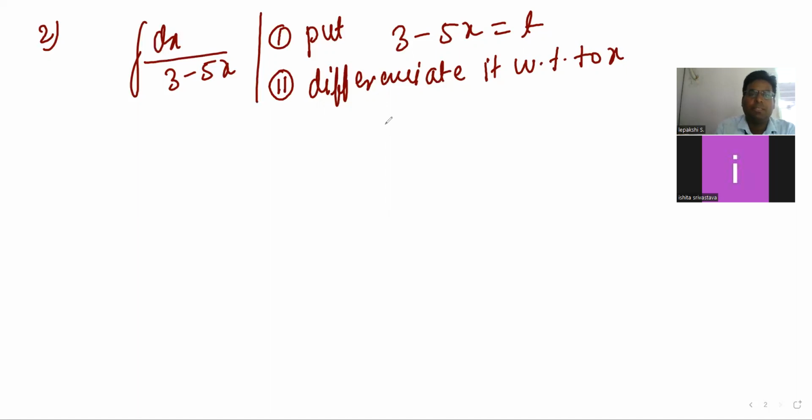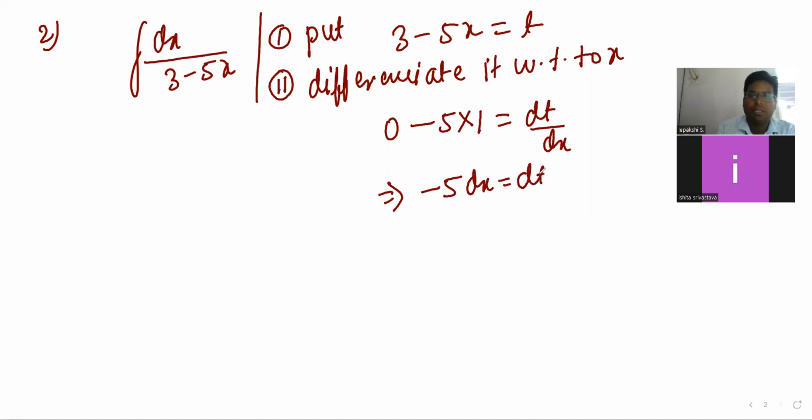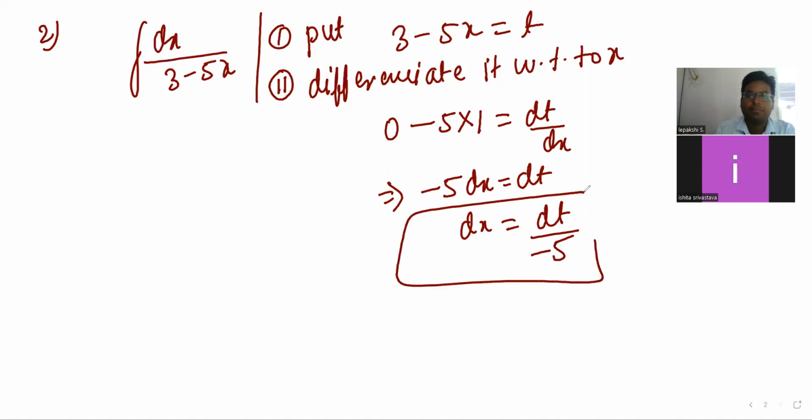So constant differentiation is 0, minus 5. X differentiation is 1. And t differentiation is dt upon dx. So it is minus 5 dx is equal to dt. So we have to get the dx. So dx is equal to dt upon minus 5. So these two values, 1 and 2, have to be put in the given equation. These are the two steps.